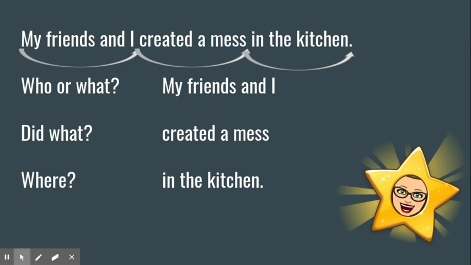It could be a mess outside. It could be a mess in the classroom. It could be a mess in the bedroom. It could be a mess in a store. It could be a mess anywhere. In the kitchen. Now, in the kitchen tells us it's a completely different type of mess. So as you go through the sentence, your mental picture changes.